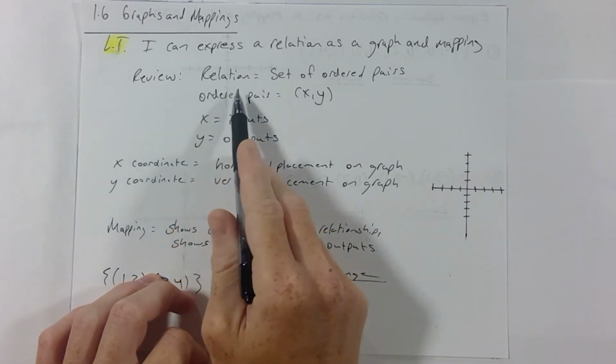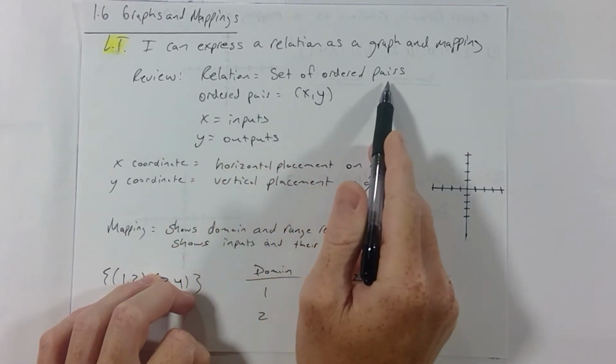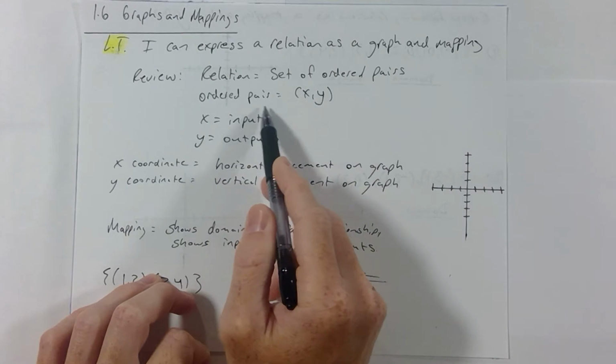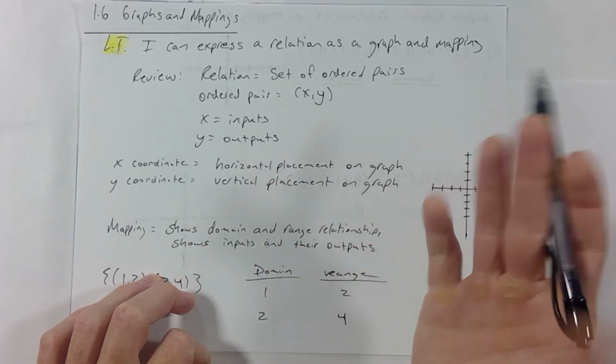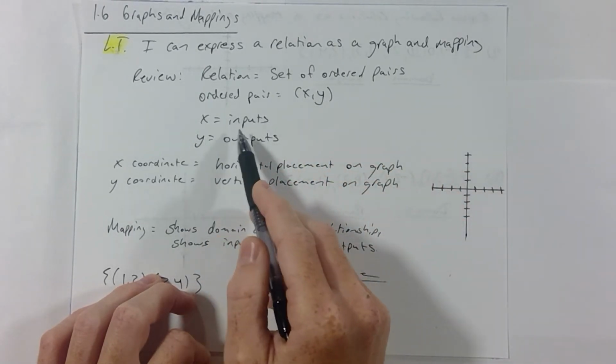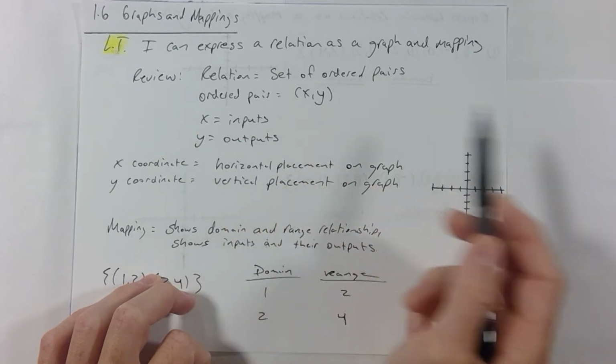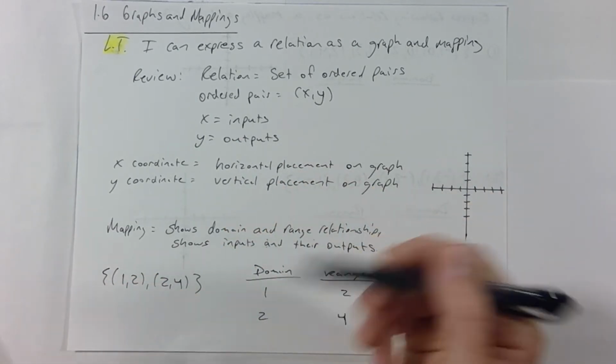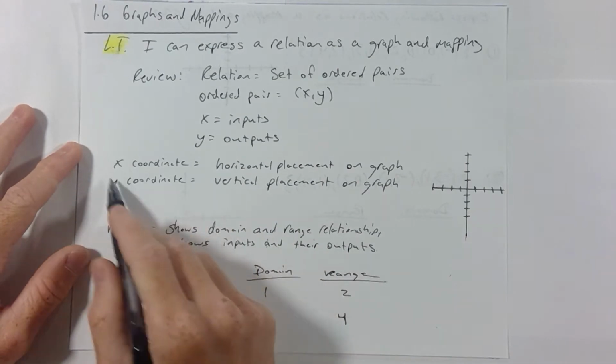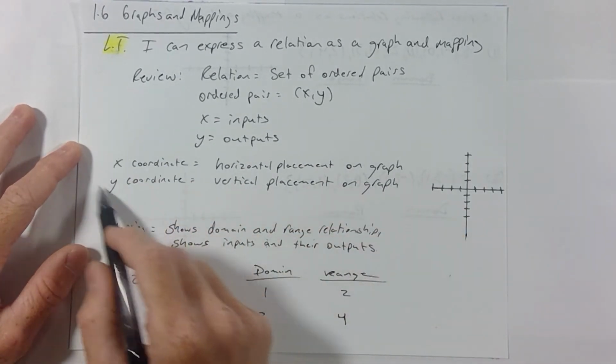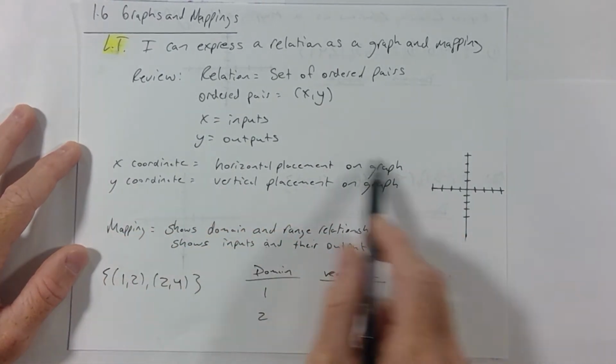To review, what is a relation? It's a set of ordered pairs. What is an ordered pair? It's your x and y. What is your x? Your x is your inputs. Y is your outputs. That's all review stuff. This down here is new, but you probably already know what this stuff is.